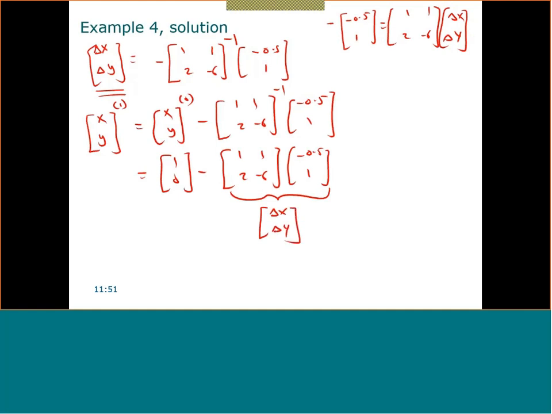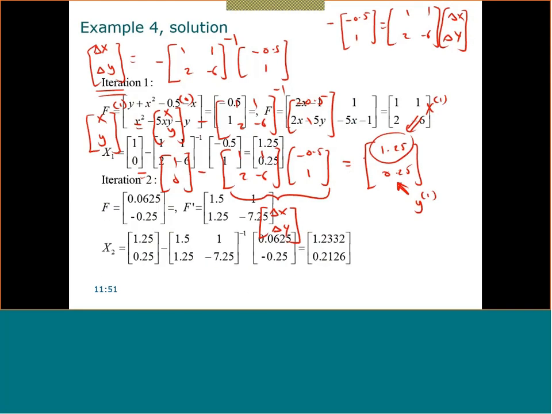That's it. So I'm adding my reference to the error that I'm calculating. All of this with the minus is the error. So I'm adding it now. If you do this, you will see this is equal to 1.25 and 0.25. So this becomes your x, and this is your y. We started with 1, 0, and now 1.25 and 0.25. Then we go for the second iteration, and so on and so forth. If you do the second iteration, you will find that your x and y are equal to this.